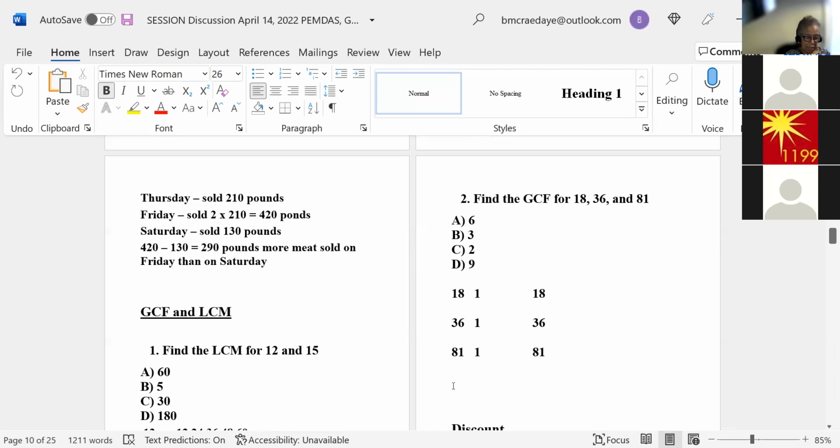You didn't really have to go through this, because you can look at the numbers and see that 6 won't go into 81. So you know 6 can't be a factor, right? So the answer would be D. Yes.